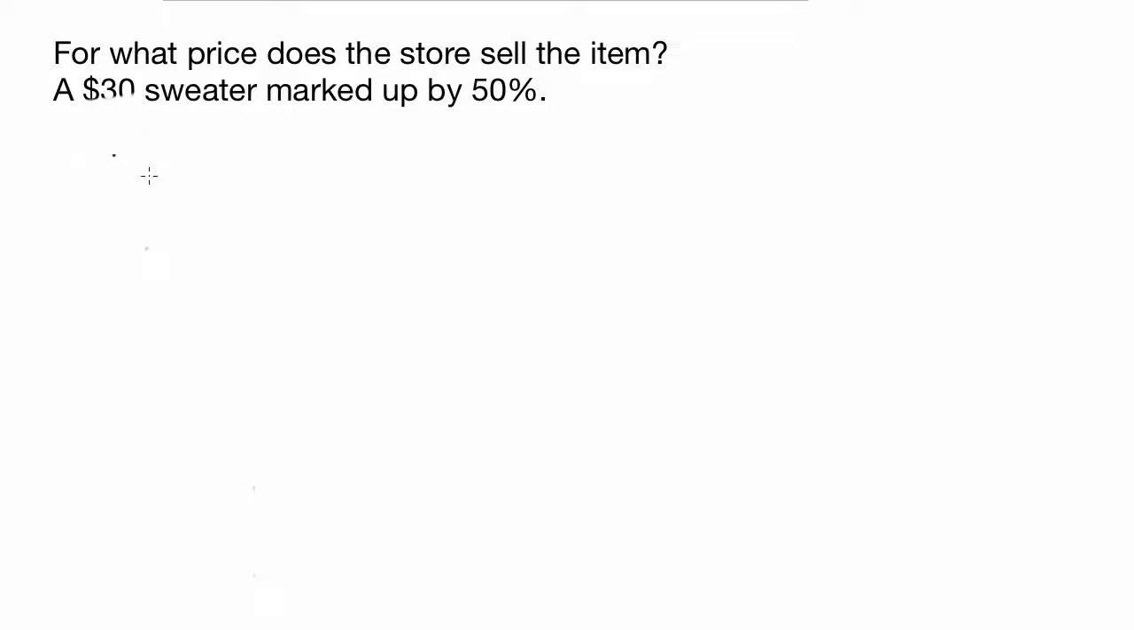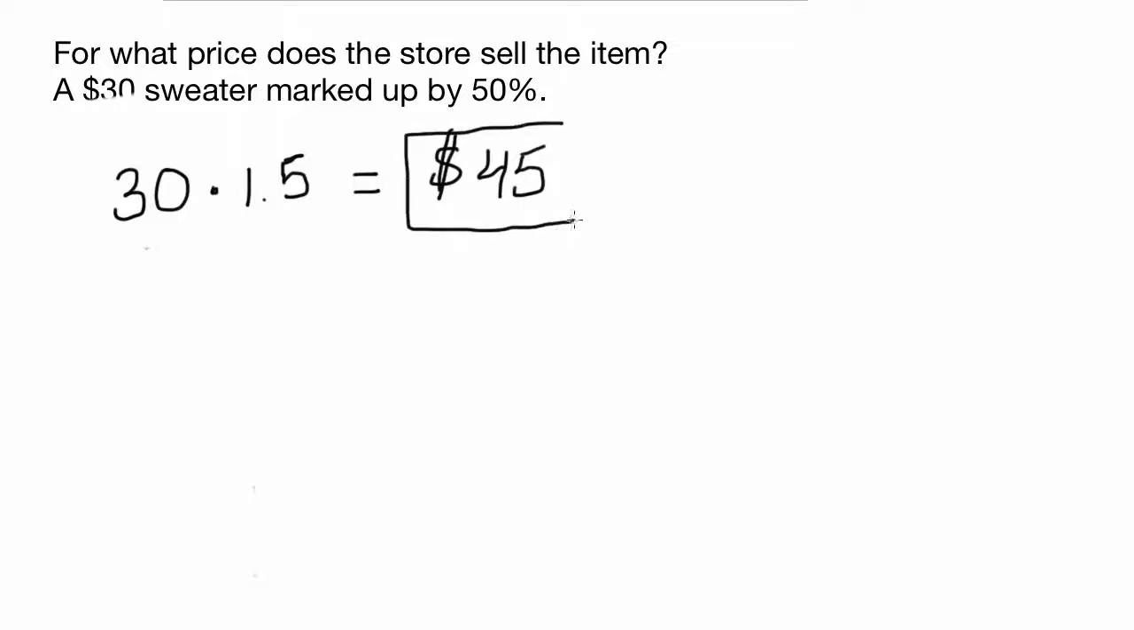So what if I told you all you had to do was take the original cost, 30, times 1.5? You can do that on your calculator. What does that equal? $45. So there you go. That was so fast. How did we do that so quickly? We just took 30, the original cost, and multiplied it by 1.5, and we ended up with the answer.